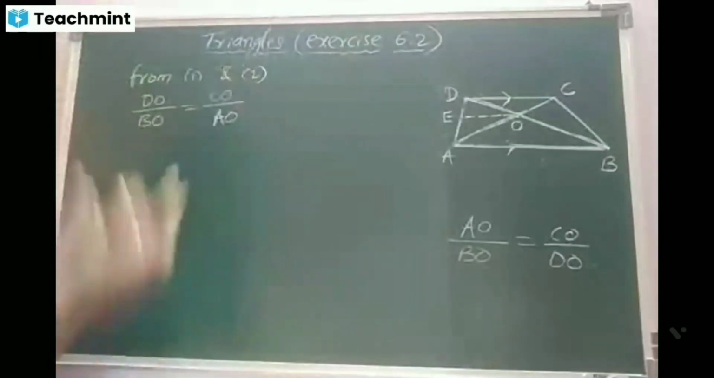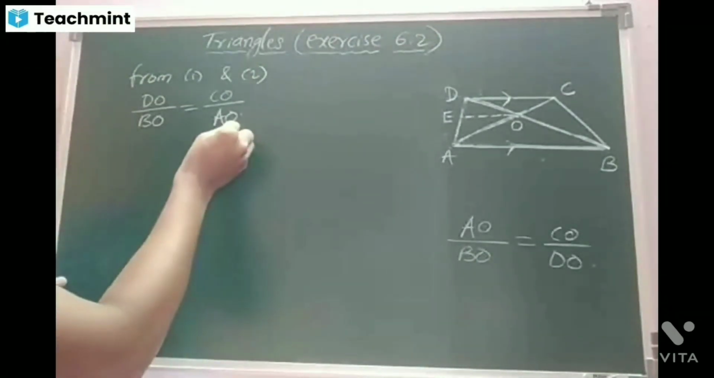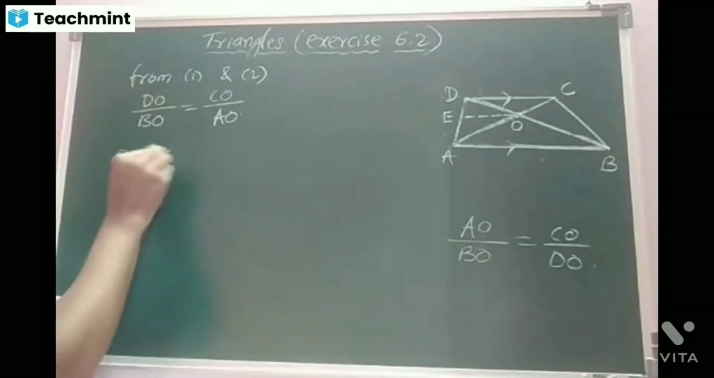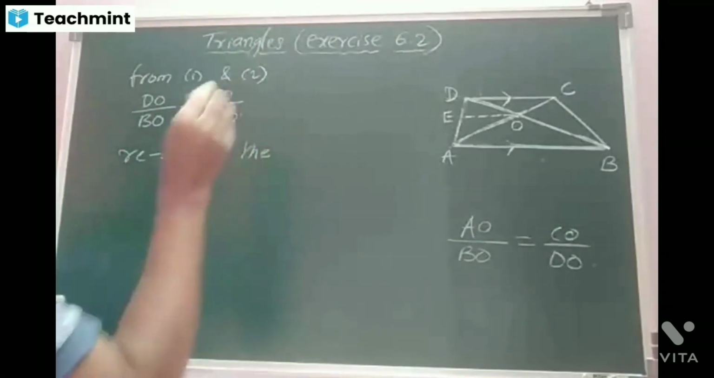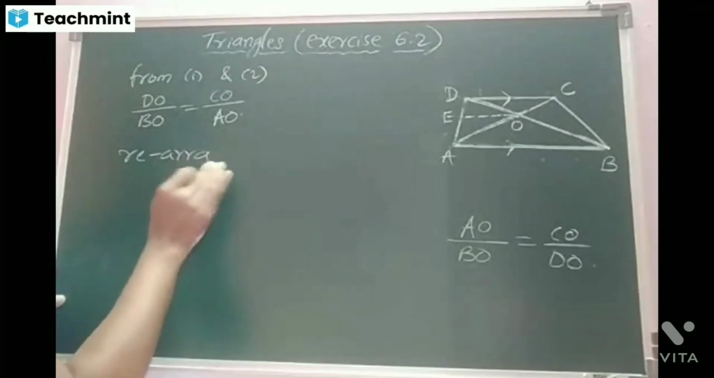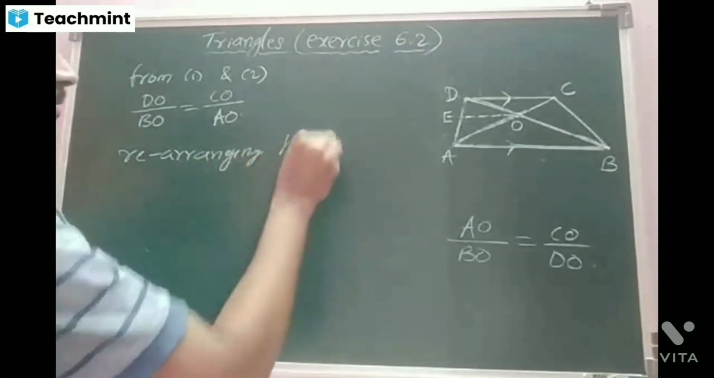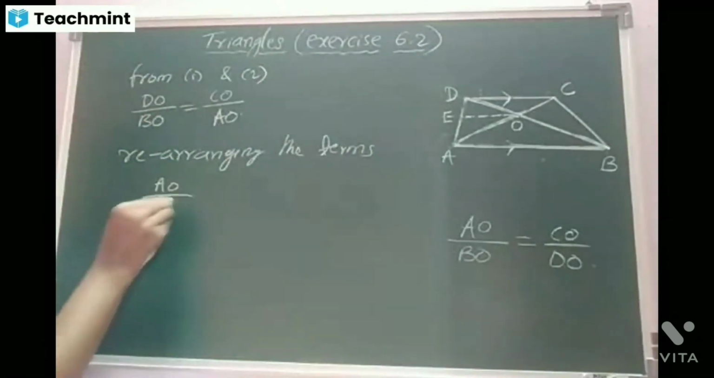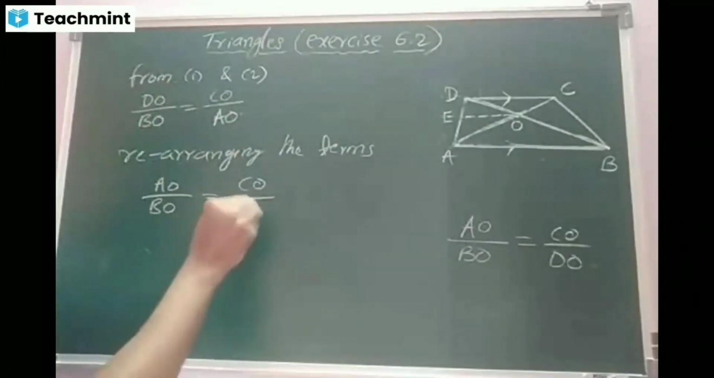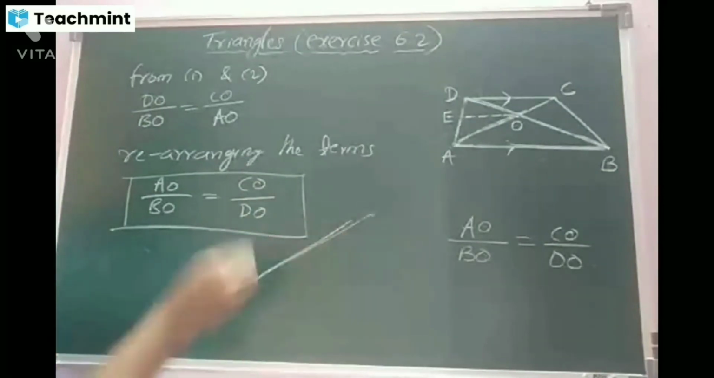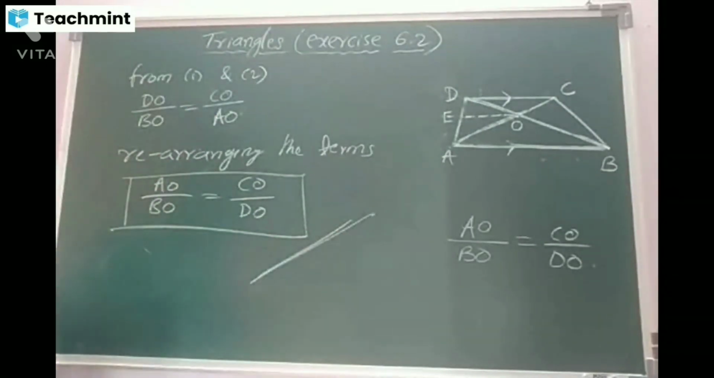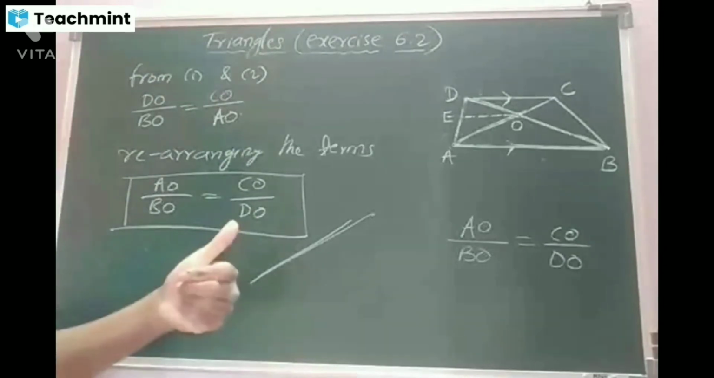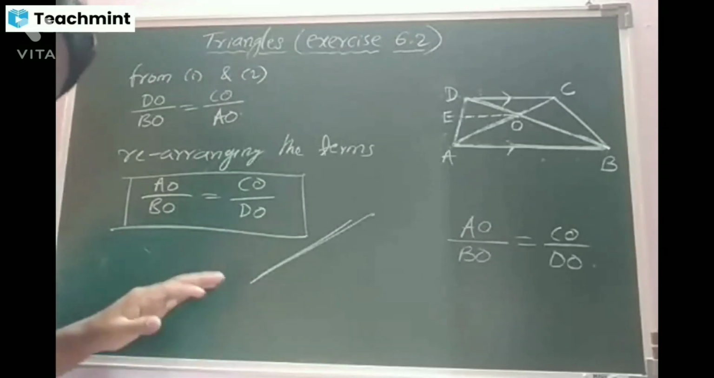Let us see. Almost we have got it. Just rearrange. This fellow, bring here. This fellow, send here. Am I right? Yes, sir. Rearranging the terms, nothing but transposition, beta. Bring AO here and bring DO here. So this is what we were supposed to prove. Copy, beta, quick. Done? Yes, sir.